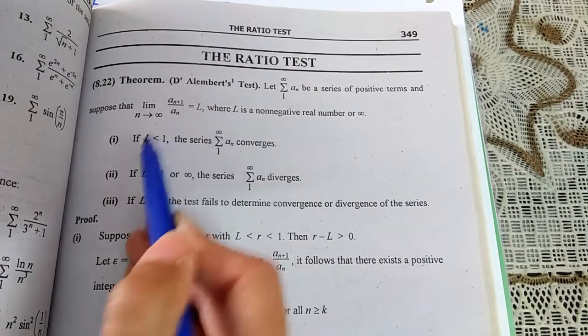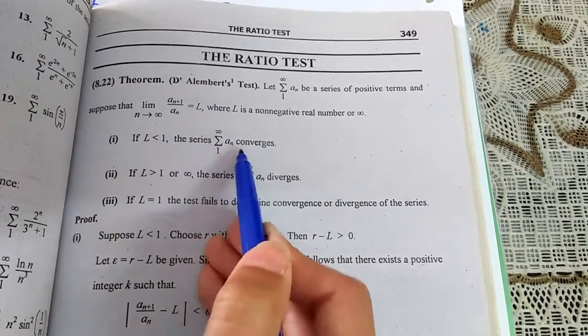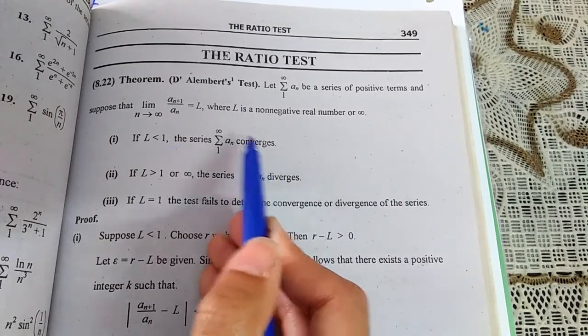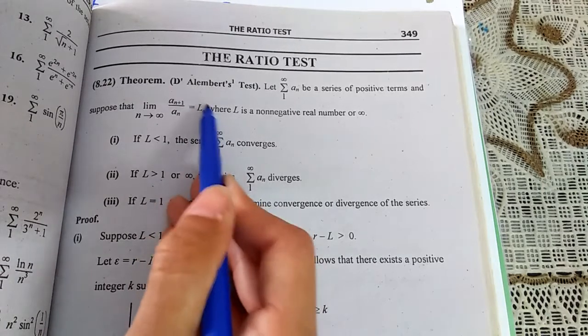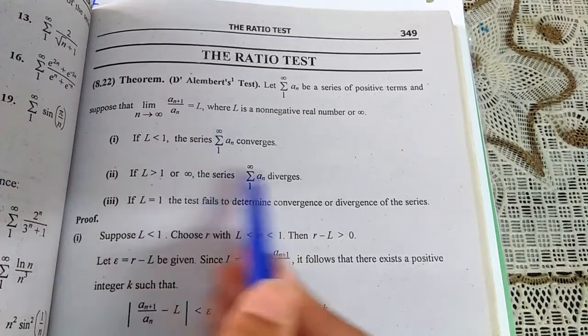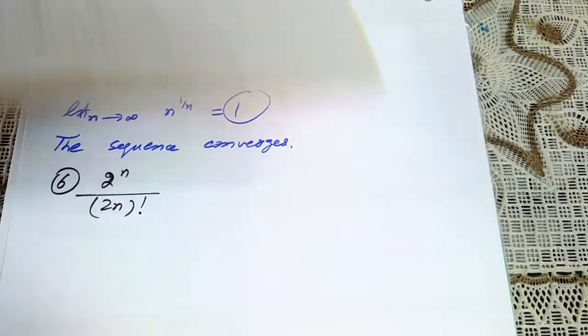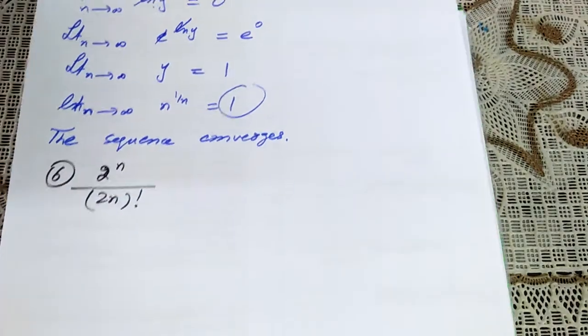If this answer L is less than 1, then it means your sequence or the series is converging and the answer will be that limit L. If it is greater than 1, then it diverges, and if it is equal to 1, then the test fails. So I will just use that test here.